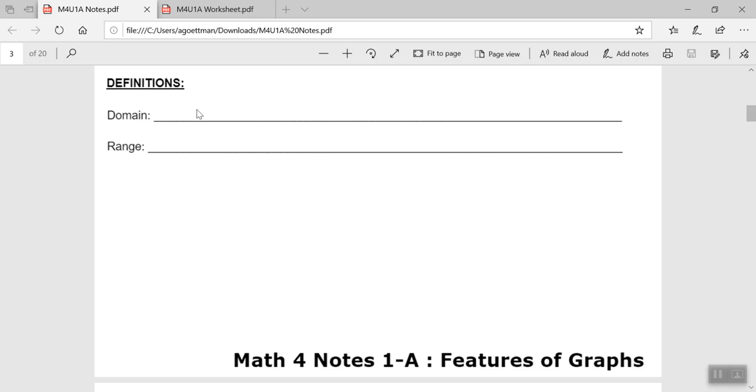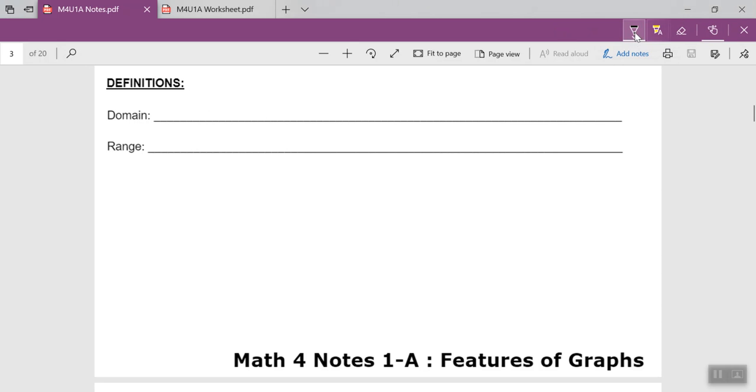The domain is basically the set, helps if I engage my pen. All right, the set of all X values. And the range is a set of all Y values.